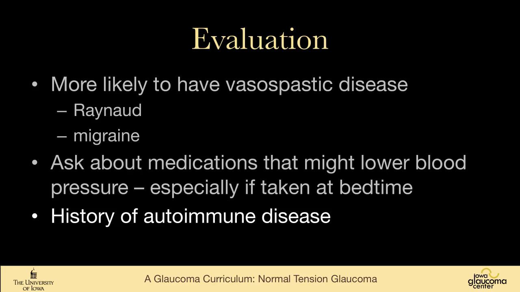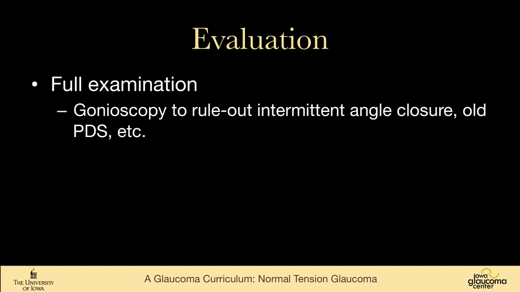One can ask for a history of autoimmune disease. There are some studies that suggest that autoimmune disease is associated with normal tension glaucoma. And more recently, we're finding that people who have low cerebrospinal fluid pressure can have evidence of advancing glaucoma, that having a low CSF pressure is a risk factor for worsening glaucoma. This is a fairly new area of study, and I think more needs to be learned about CSF pressure.